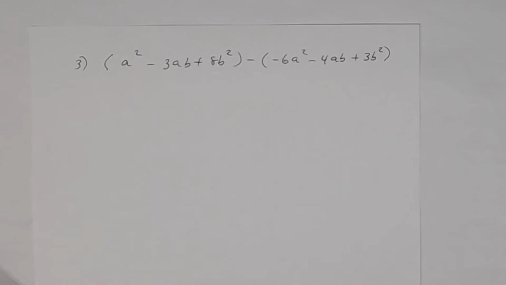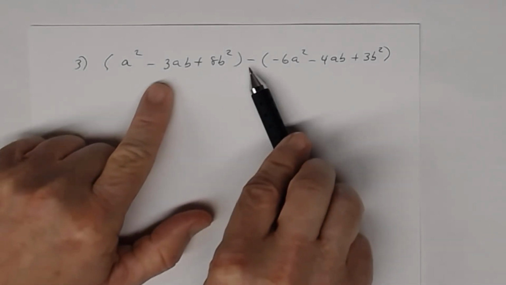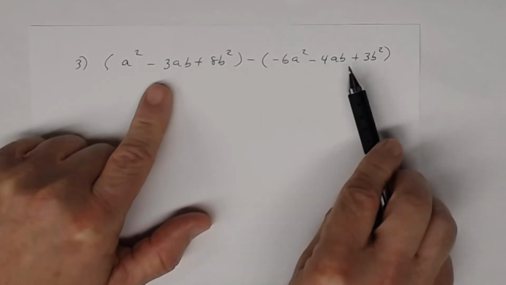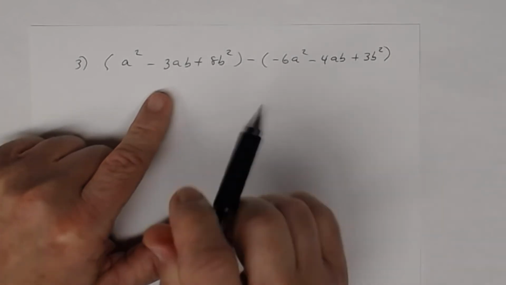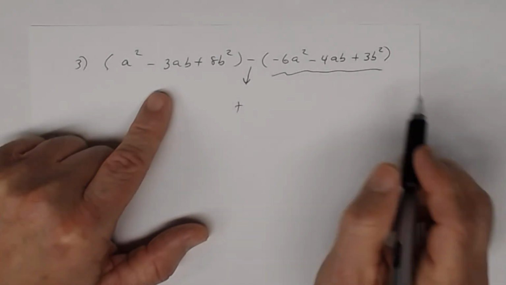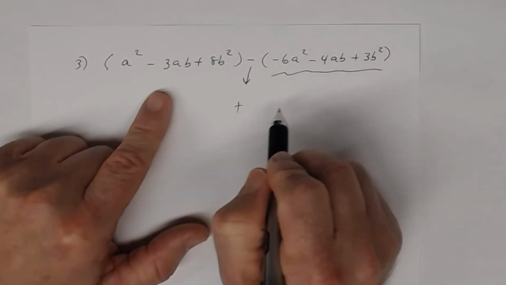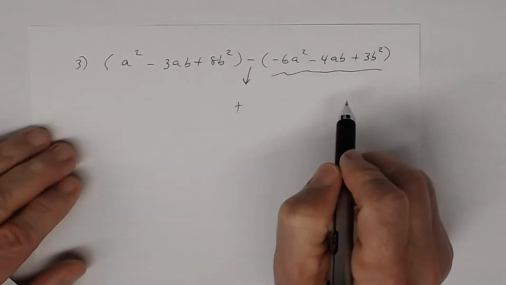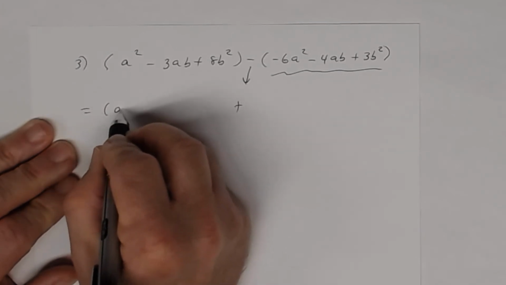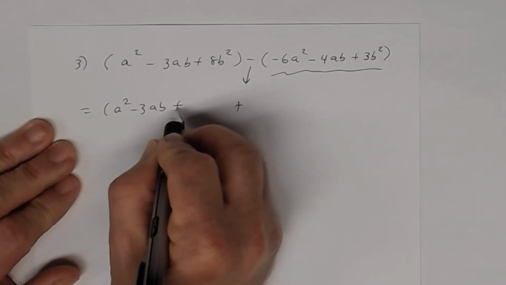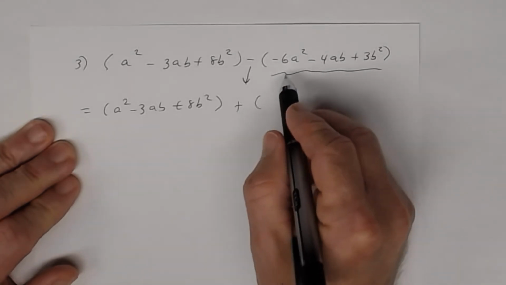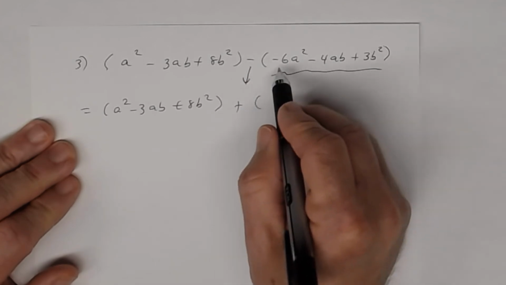Okay, so number 3, we have this polynomial, and I'm subtracting from it this polynomial. So I'm going to change this subtraction to addition. So I'm going to add the opposite of all these terms. All these terms, those signs are going to change when I rewrite it. That's important. So this stays the same. So this is going to equal a squared minus 3ab plus 8b squared. And I'm going to add the opposite of all these. So that's what that means, add the opposite.